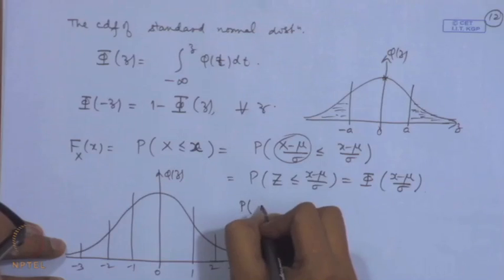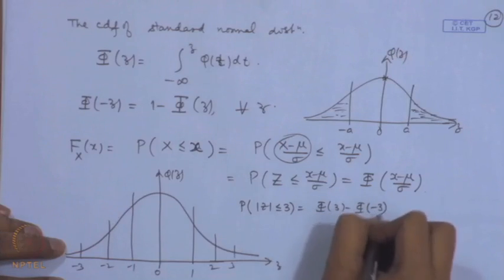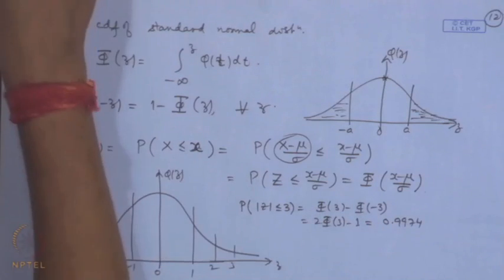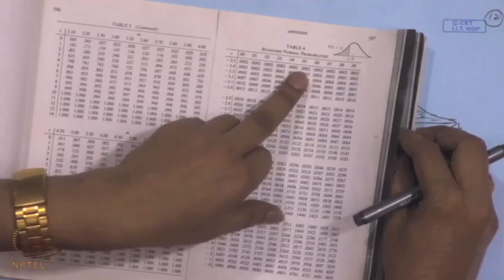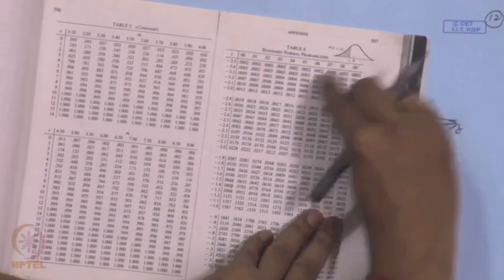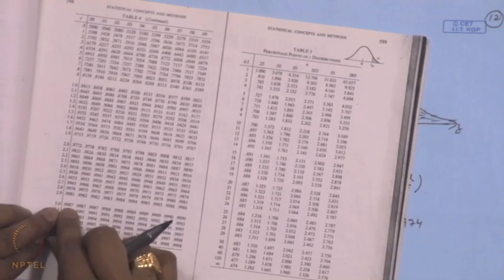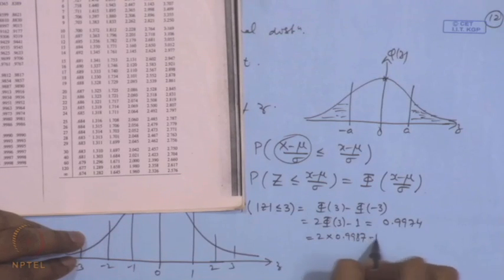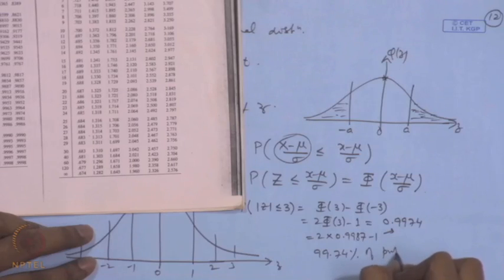What is the probability of modulus Z less than or equal to 3? That is equal to phi of 3 minus phi of minus 3, that is twice phi of 3 minus 1, which is equal to 0.9974. Because if you look at phi of 3, from the tables of the normal distribution, I will demonstrate here. This is the table of standard normal distribution. On this side they are showing z and on this side phi of z is tabulated. So, corresponding to 3, the value is 0.9987. So, twice 0.9987 minus 1 is equal to 0.9974. That means 99.74% of the probability lies between minus 3 and 3.